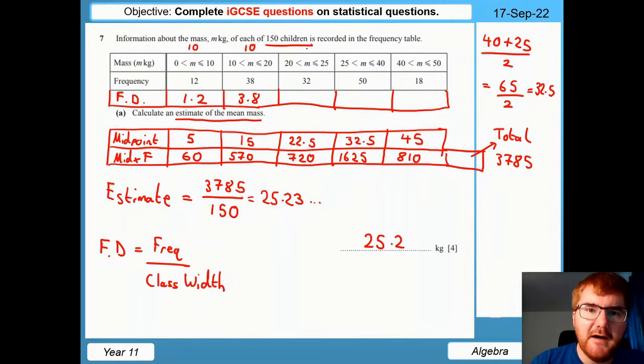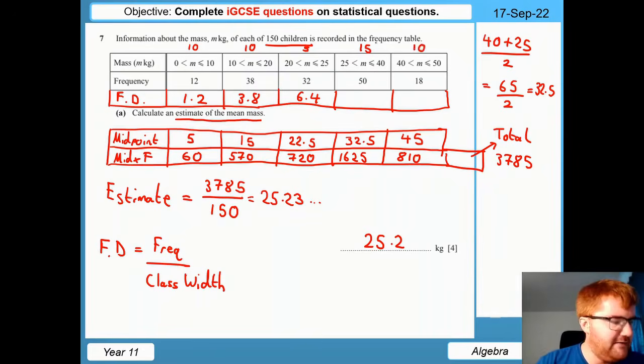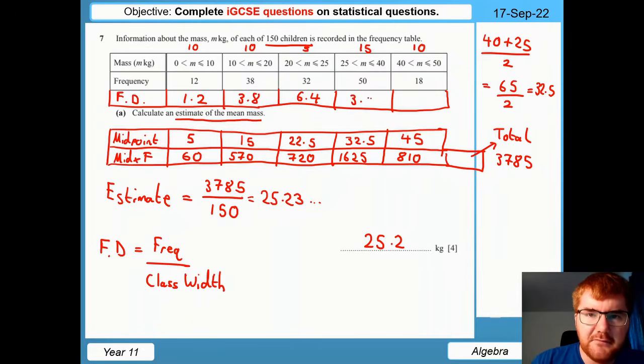This time we've got 5 here. So be careful, the width does change. If you do 32 divided by 5, that's going to be equal to 6.4. And again, you do a similar process here. Notice I'm just putting the widths in. 50 divided by 15, that's equal to 3.3 recurring. Again, you can check this on your calculator. And then the last one, of course, is just going to be 1.8. 18 divided by 10. So this gives us the height of the bars.